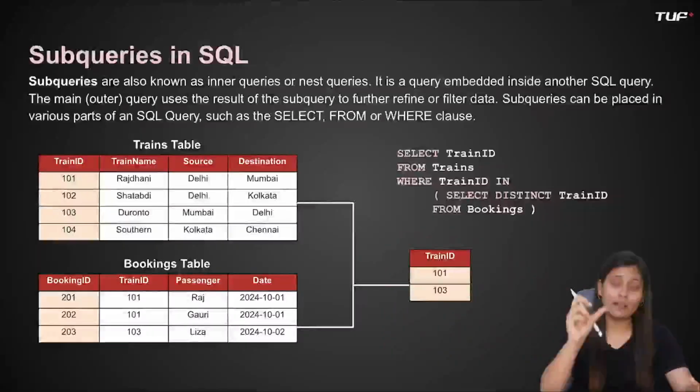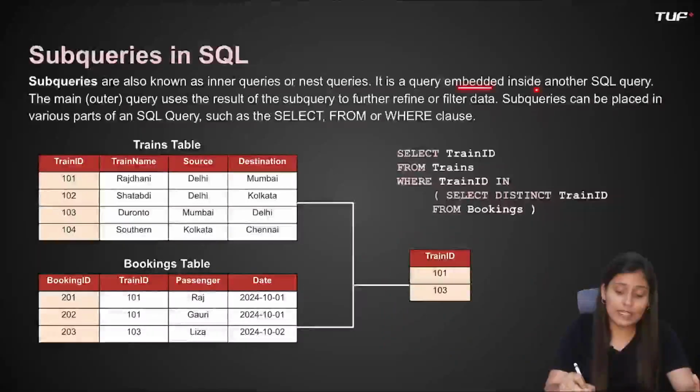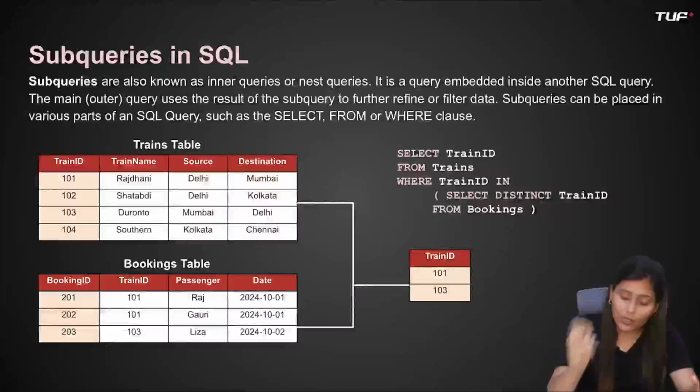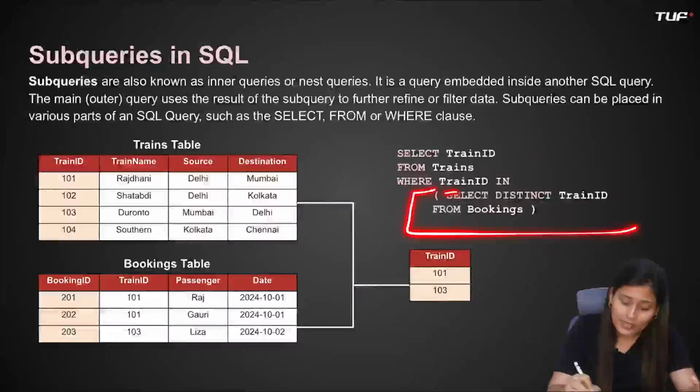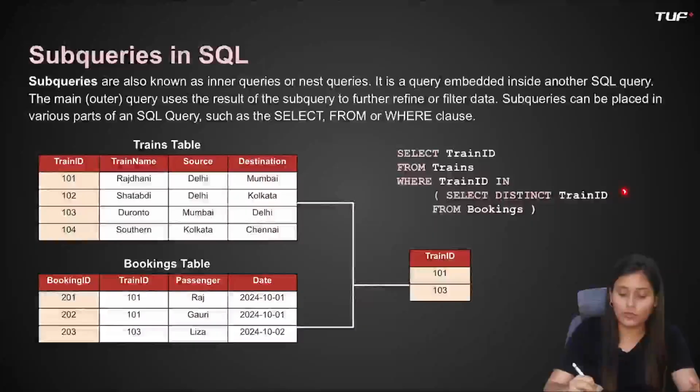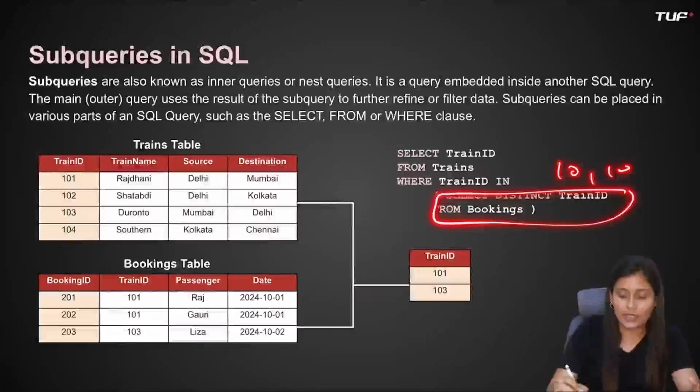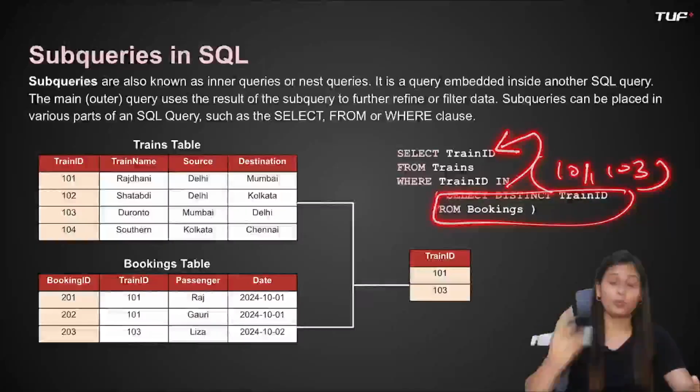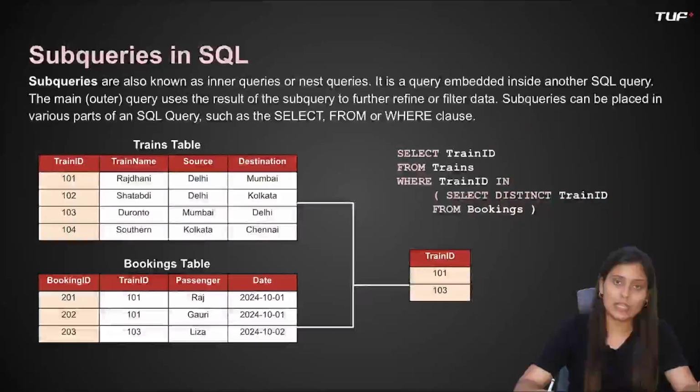So that's what the subquery means. It's a query embedded inside another SQL query. The outer query is the main query here, and the outer query actually uses the result of the subquery. So this is the inner query, the subquery, and the result of the subquery will be used by the outer query. Here the result was 101 and 103, and that was used by the main query, that is the outer query. So that's what subqueries in SQL means.